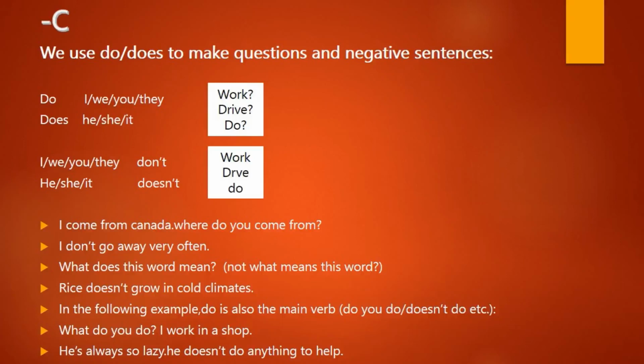In the following examples, do is also the main verb: do you do, or doesn't do, etc. Example: what do you do? I work in a shop. Example: he's always so lazy, he doesn't do anything to help.